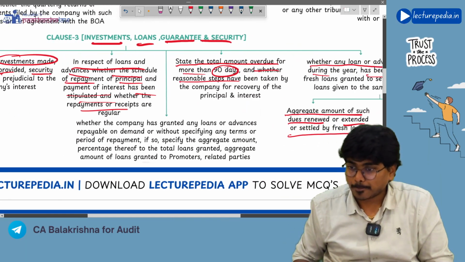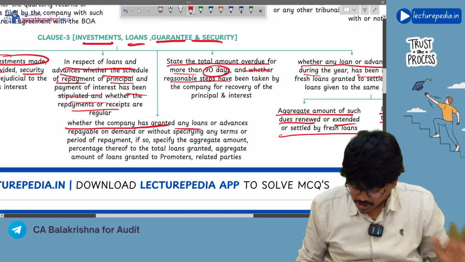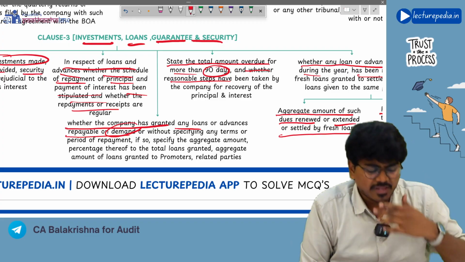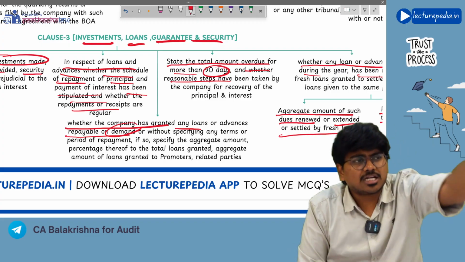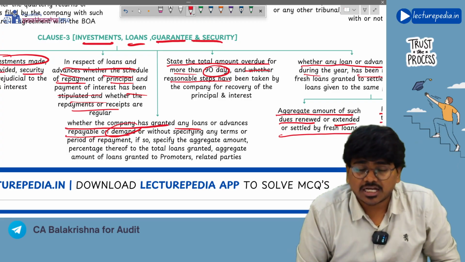Next, whether the company has granted any loans or advances repayable on demand. Repayable on demand means whenever the company asks, that borrower has to repay. There is no fixed tenure for repayment of the loan.